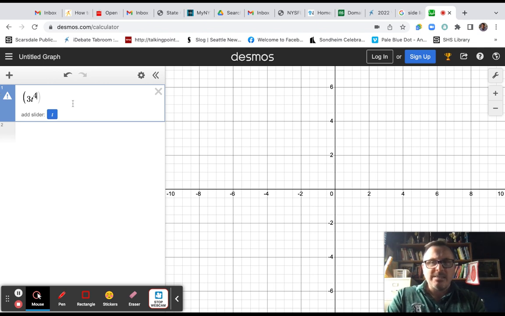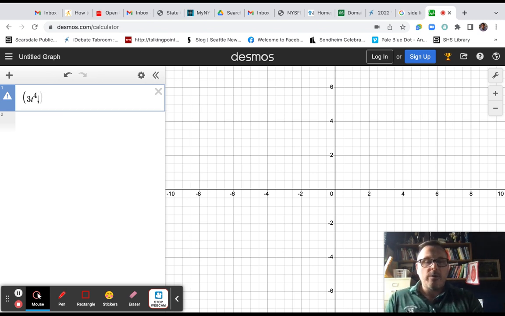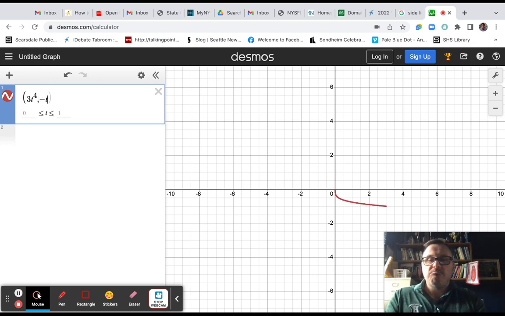Oh, and notice this add slider that popped up. We're going to come back to that in just a minute because that's a neat little trick. And then we'll go, let's say, negative t cubed. Oops, negative t cubed. Right, and that's our parametric. And so there you go. There's the path that plots it.